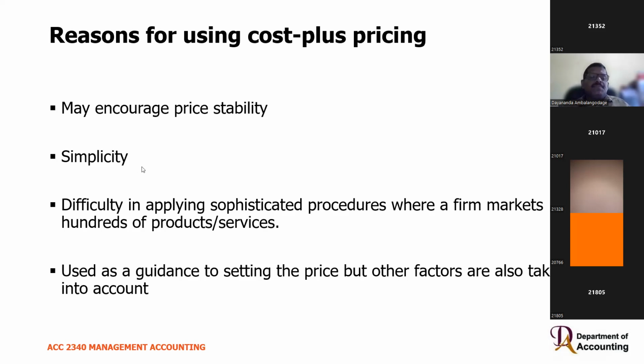Then there is simplicity. Cost plus pricing is very simple. You identify your variable cost and add a markup. Or you identify your total cost, direct material, direct labor, other direct cost, and the fixed overhead cost. Then you add a markup. So it's very simple. There is difficulty in applying sophisticated procedures where a firm markets hundreds of products or services. Even though you produce hundreds of products, it is very easy.